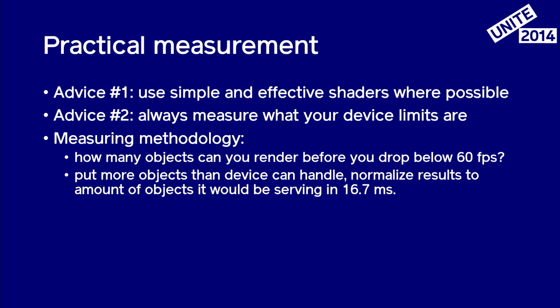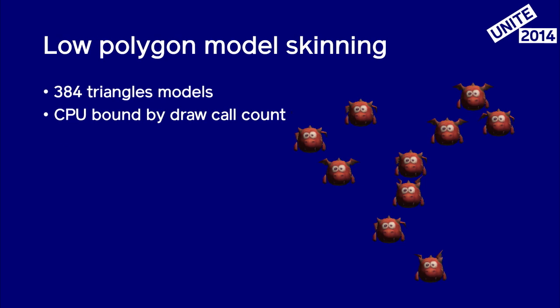What we did was to measure the performance of various devices, and we tried to find the performance limits. It's really important to measure on the devices you want to target, because if you don't, your game will run like crap. Our testing methodology was to load the devices with more than they can handle, and then normalize that number to how much you can afford without dropping below 60 frames per second.